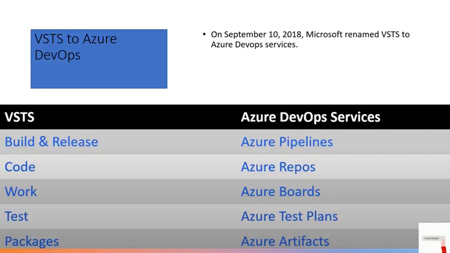We can see the similarity with VSTS. First we had build and release, now it is Azure Pipelines. We had code, now it is Azure Repos. We had work, now it is Azure Boards. We had test, now it is Azure Test Plans. We had package, now it is Azure Artifacts.